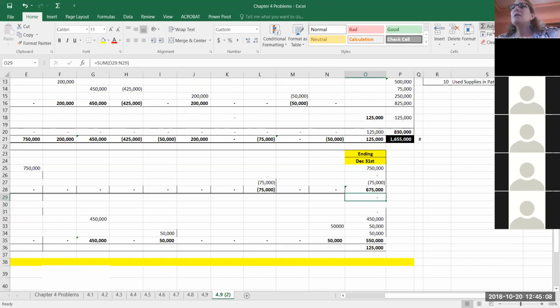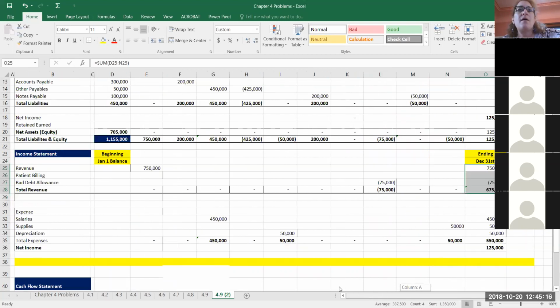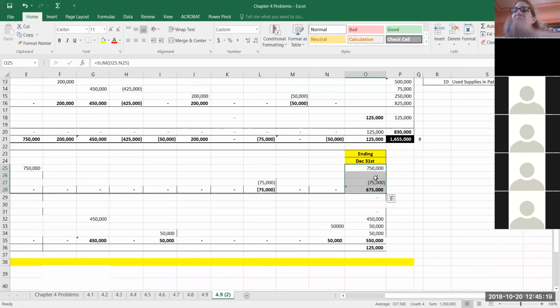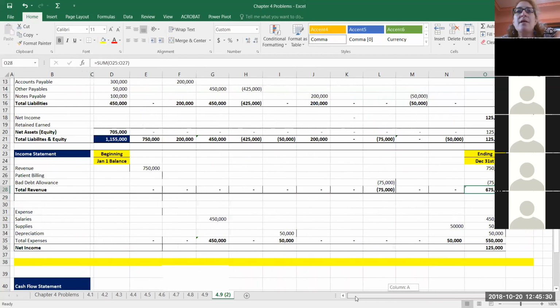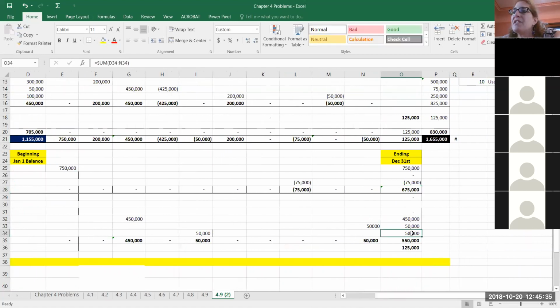All right. So we have $750,000 in revenue. We have 75,000 in our allowance for doubtful accounts, right? Our bad debt allowance. So our revenue is only $675,000. We have $450,000 in salaries. We have $50,000 in supplies. Our depreciation expense is $50,000. That gives us a total of $550,000 in expense. So our net income would be the difference between the two of $125,000.